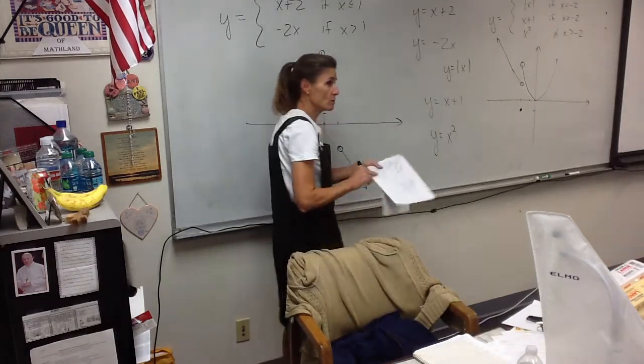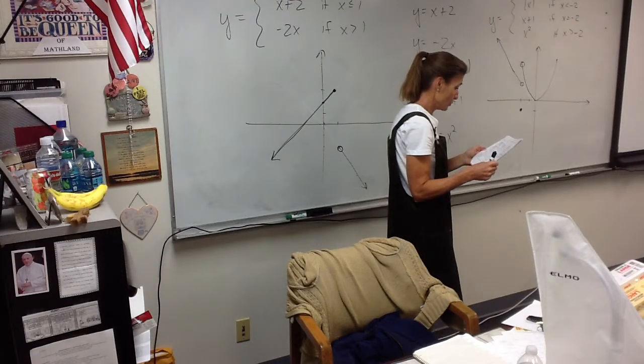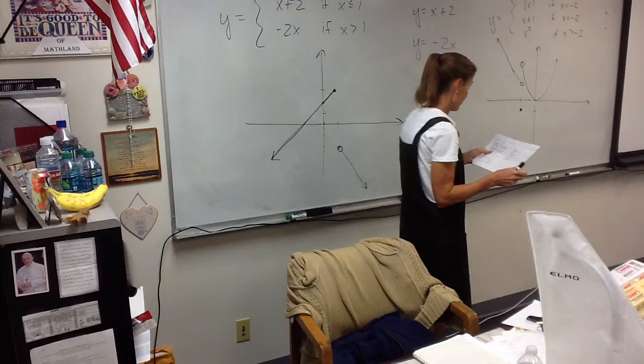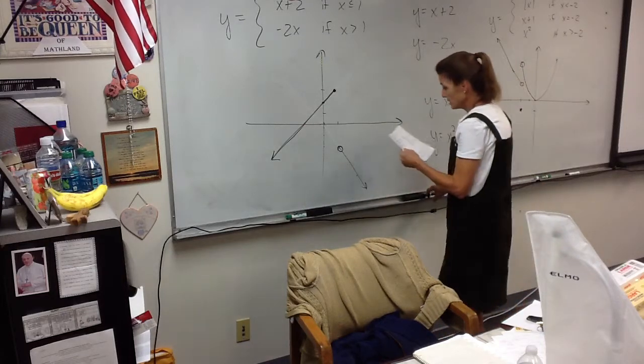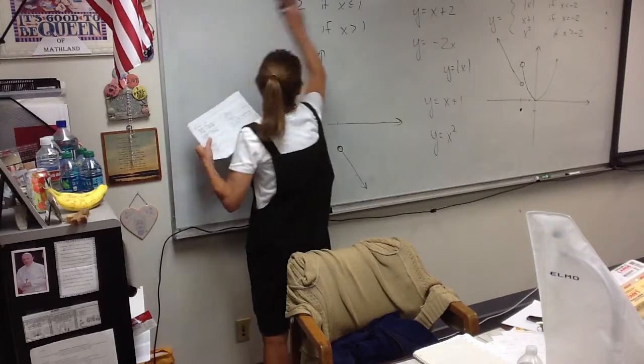Now we've done both of those. So who else has one? Logan? Can you do 2D? 2D. And the question is, find the vertical asymptotes, horizontal asymptotes, and holes.